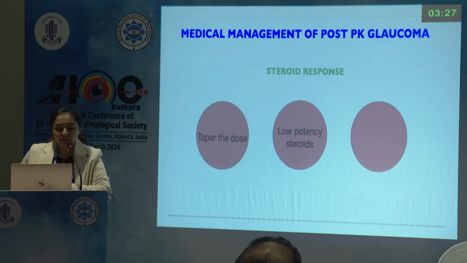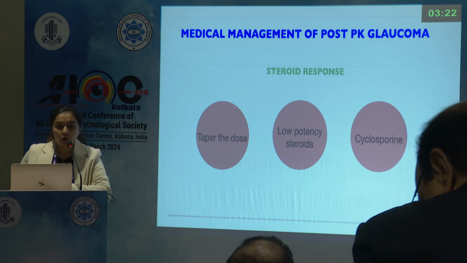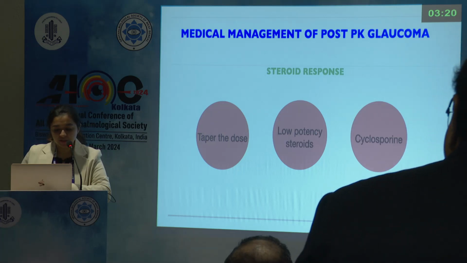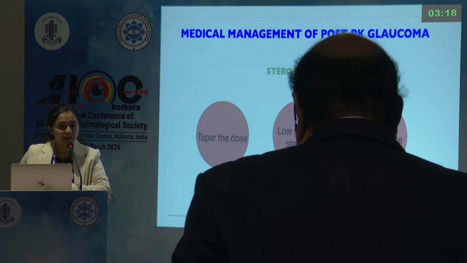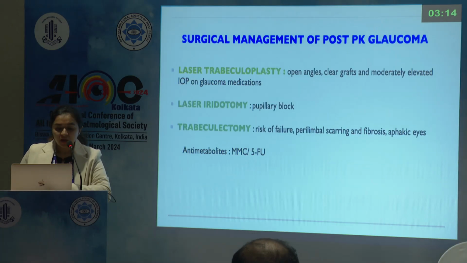On encountering steroid response, reducing the dose of steroid to the minimum required one, or switching to low potency steroids, or substituting with cyclosporine really helps us bring down the steroid dose. In eyes which have clear grafts, open angles, and moderately elevated IOP on glaucoma medications, laser trabeculoplasty can be considered. If there is a component of pupillary block, laser iridotomy needs to be done.